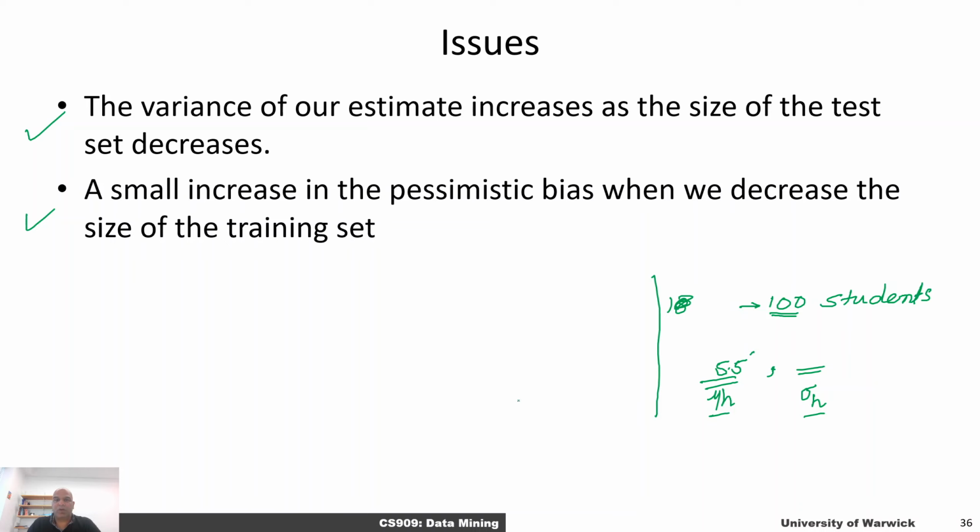If you've got a small sample size, that means if the number of students is small, the mean is going to be different. It can be different because the number of examples has changed, and the standard deviation can be different. So the variance of these estimates can change as the size of the set that you're using to estimate this changes.